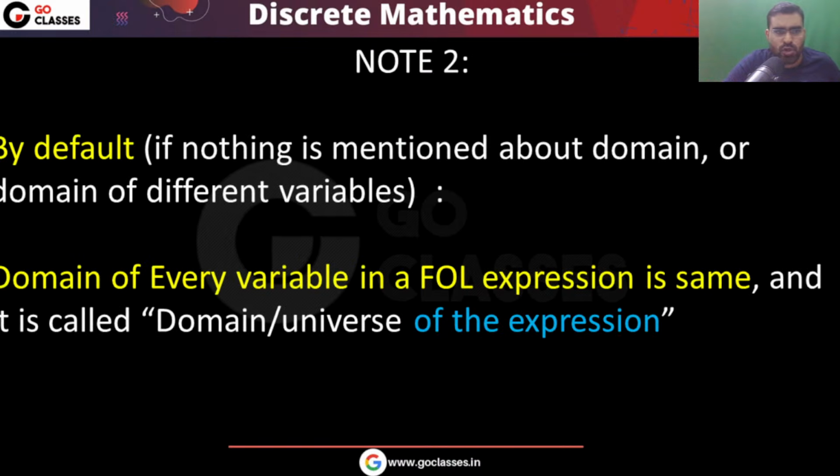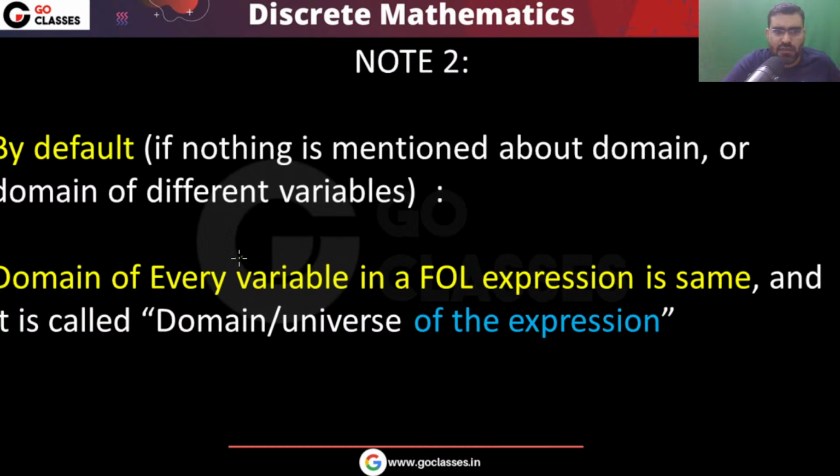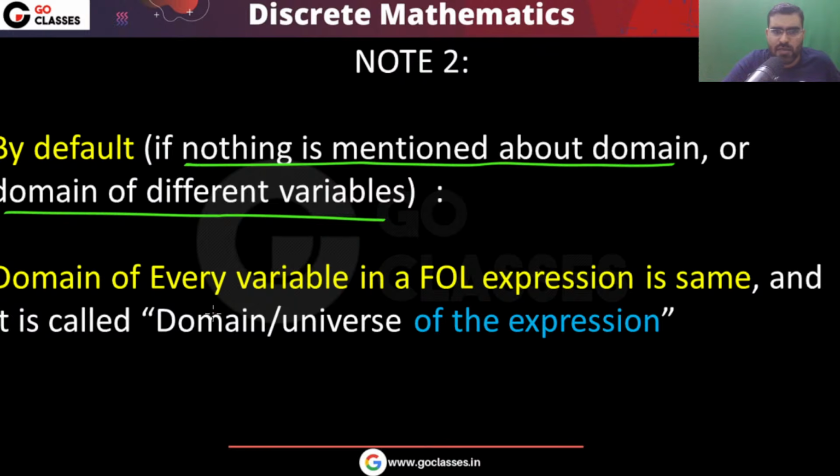The second point I want to tell you is, remember, different variables can have different domains, but by default, if no information is given to you about the domain, if nothing is mentioned about the domain, then all the variables have the same domain. In this situation you have to consider that every variable in the expression has the same domain. The domain of every variable is the same. This is by default.